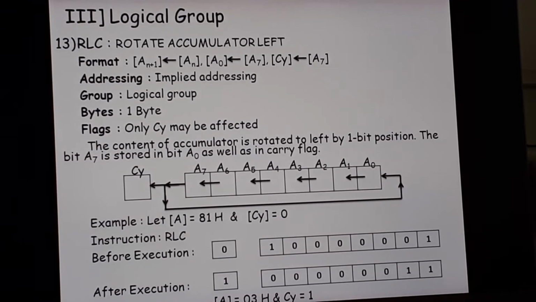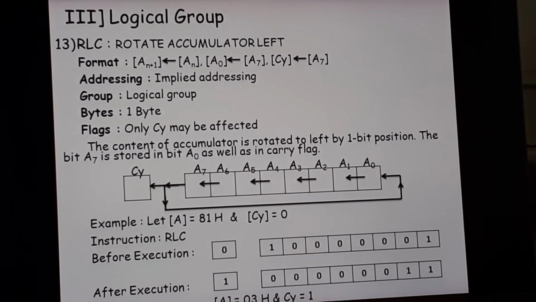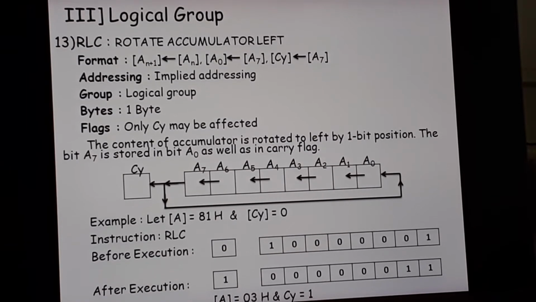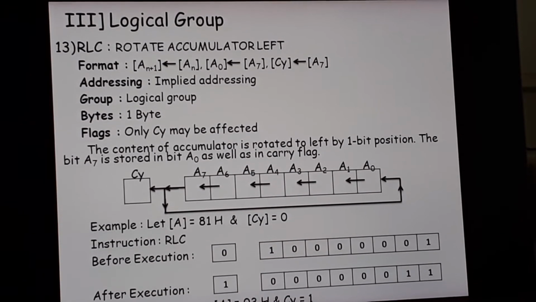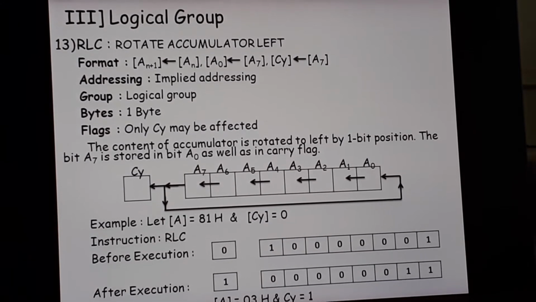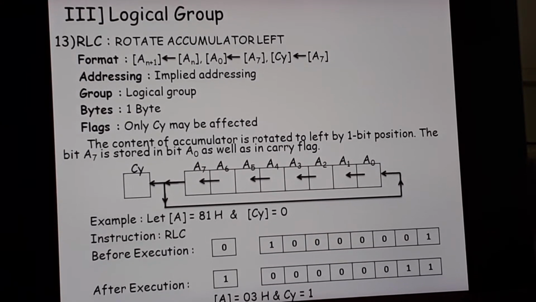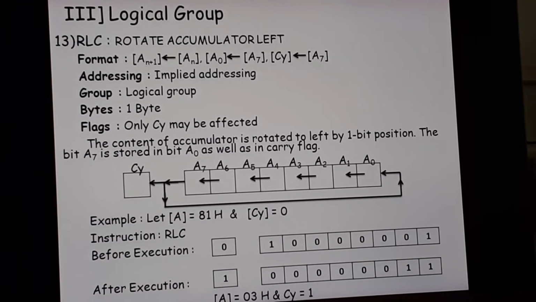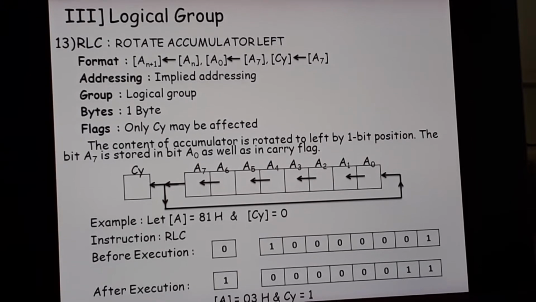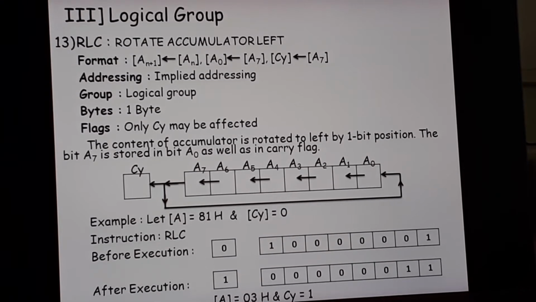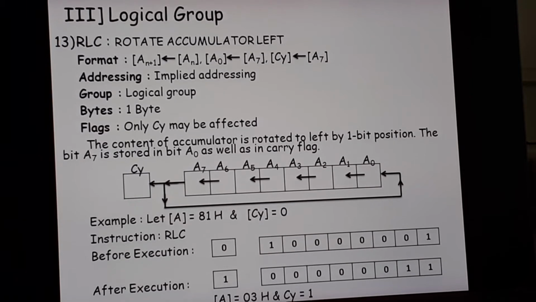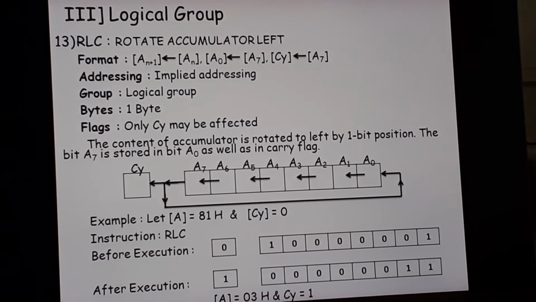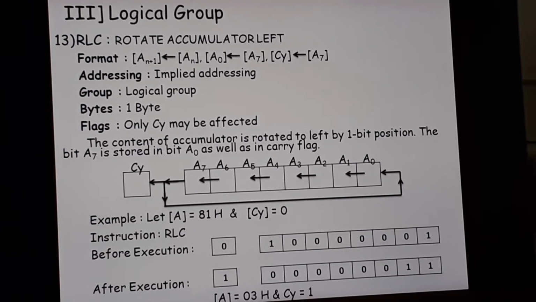The addressing mode here is implied addressing mode, also called implicit addressing mode. There are two names for this, implied and implicit, which means there is no register, no HL pair that is memory, and no data, nothing, only the opcode, which is RLC. The group will be logical group. Bytes will be 1 byte, since there is no operand present in the instruction. Flags that will be affected: only the carry flag will be affected.